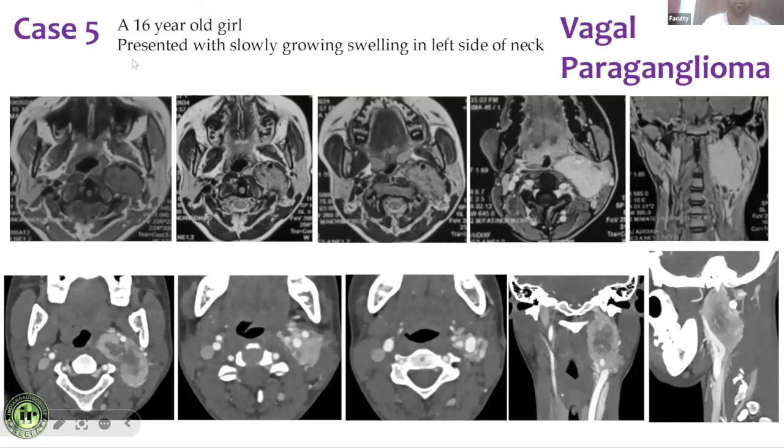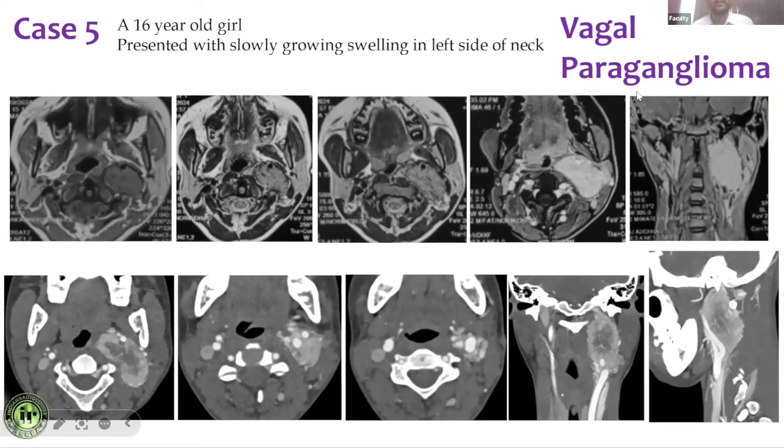It's a 16-year-old girl presented with slowly growing swelling in the left side of the neck. You can see some flow voids in the lesion, and the lesion is very intensely enhancing. Again, the lesion is localized to the left carotid space, but it is located above the level of the carotid bifurcation. It is completely encasing both the internal and external carotid artery, and it is extending up to the skull base. So this is a case of vagal paraganglioma.